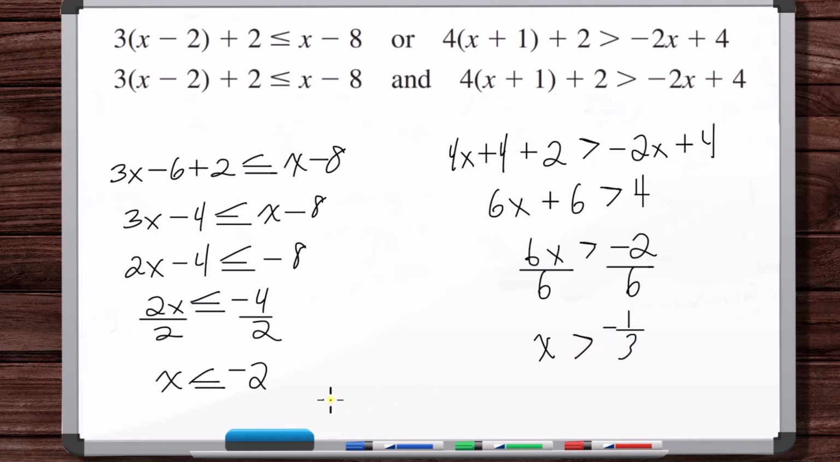And there we go. So now we just want to compare these two with an, well, we'll start with an or and then an and.